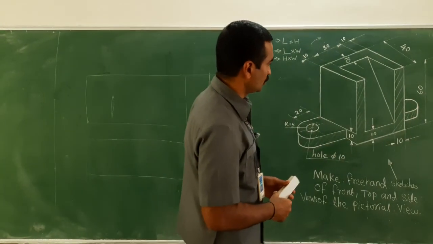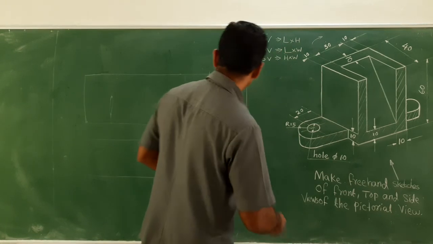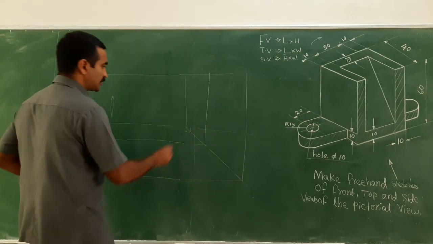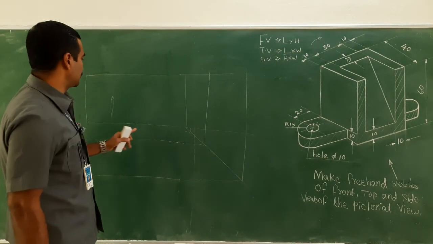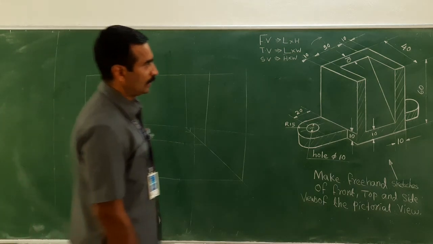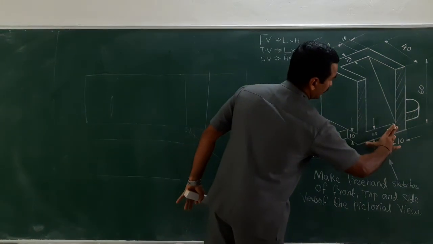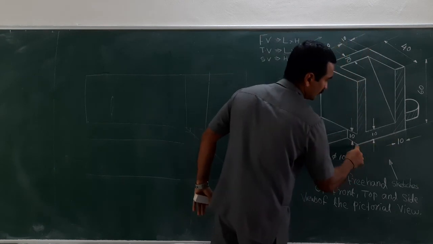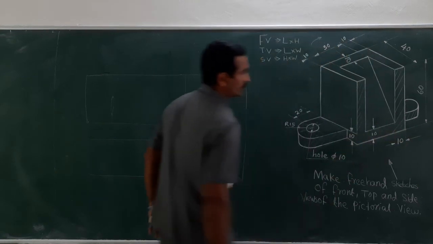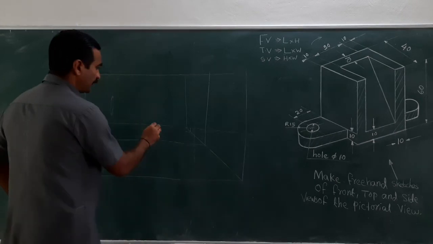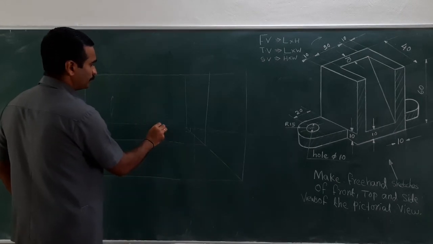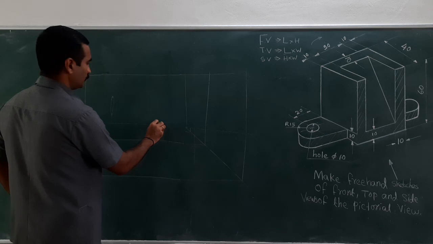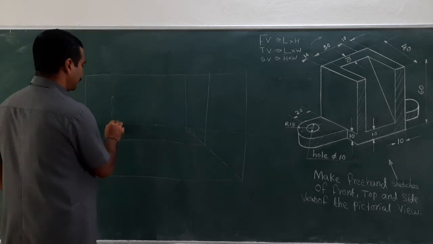right? So to start with, let me just find the center. Total it is 120, so it is 60, right? Now this total length is 10 plus 30 plus 10 from this end to this end. So 50. So 25 mm this side and 25 mm the other side.